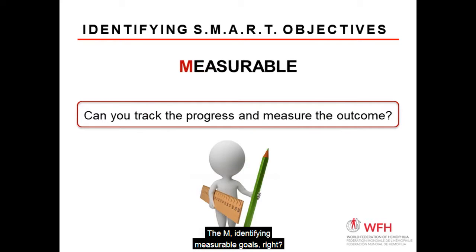The M, identifying measurable objectives. Can you track the progress and measure the outcome? You have to ask yourself, what does accomplishment look like? If I achieve my goal, if I achieve my objective, what does it look like? So establish concrete metrics for monitoring progress and attainment. Again, using numbers. My goal is a percentage. I want to increase the percentage of X, or I want to hand out 250 brochures to 20 hospitals. Very specific. At the end of that goal, you can tell, did I actually accomplish this? The measurement is clear and specifically stated.